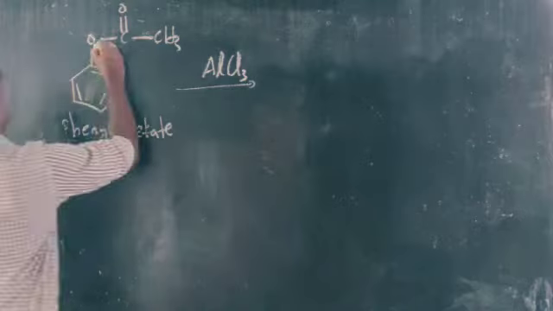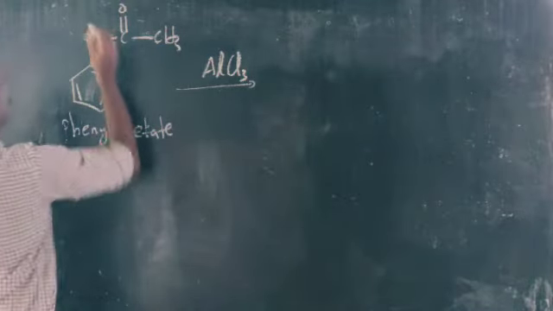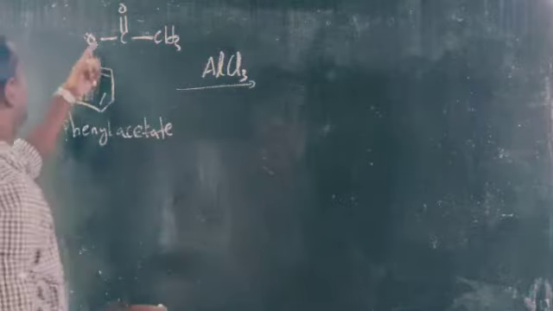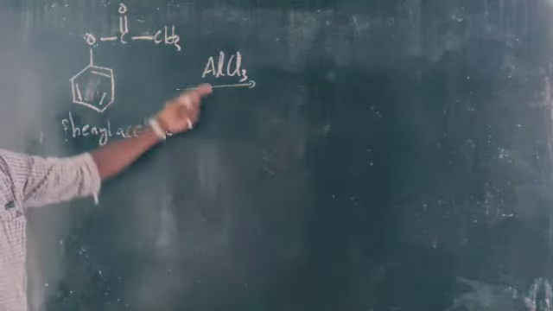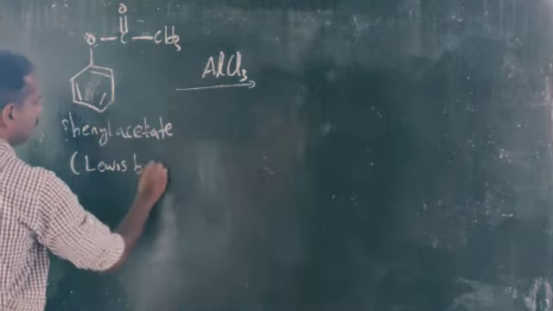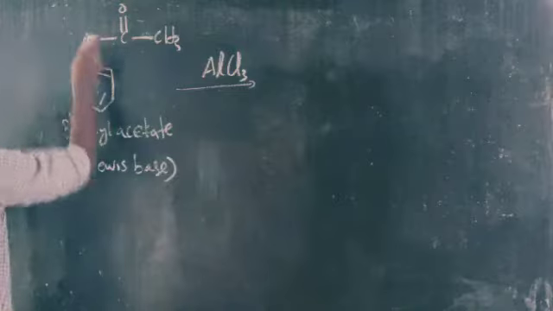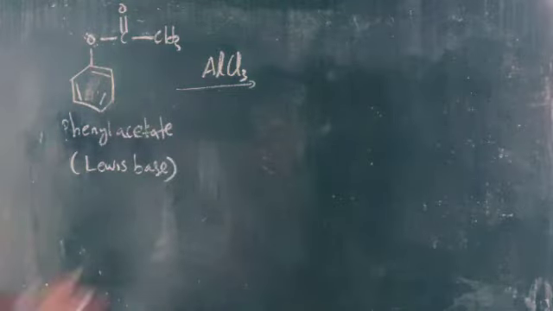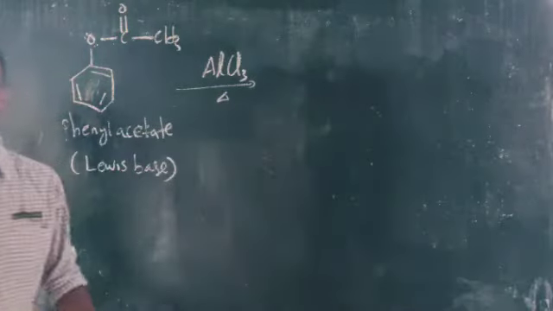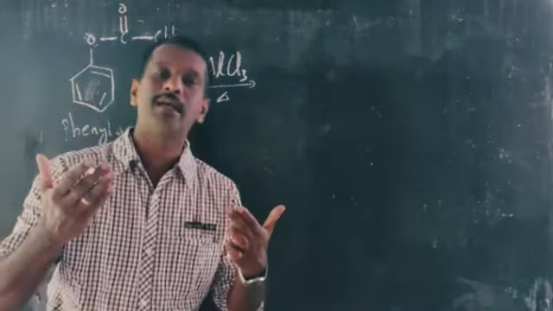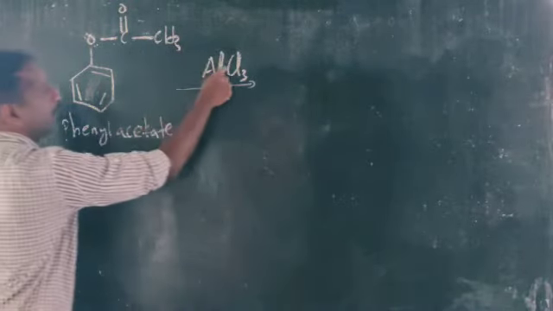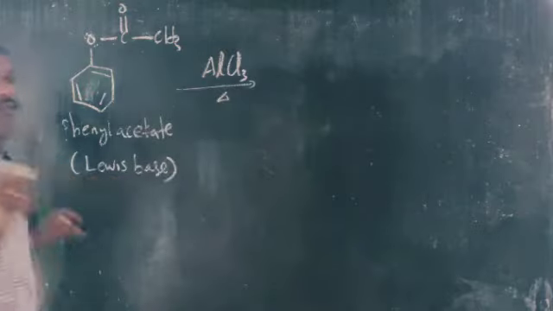We know that there is a lone pair of electrons on the oxygen atom. That means phenyl acetate, this ester, can act as a Lewis base, because it can donate a pair of electrons. And you come to AlCl3. Since aluminium has vacant orbitals, it can accept a pair of electrons. That means AlCl3 is acting as a Lewis acid.